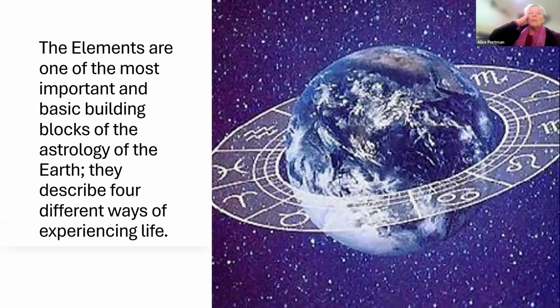Now, the elements are one of the most important and basic building blocks of the astrology of the earth. It's very much an astrology of the earth. And they describe 4 different ways of experiencing life, and they literally do. It's fascinating to see just how people relate according to their major elements.